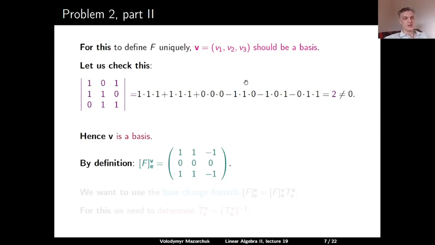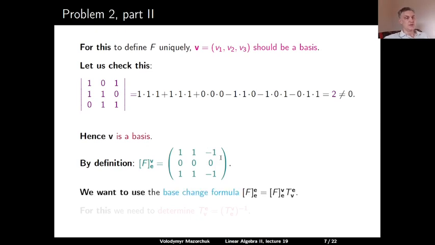And by definition, the matrix of F, if we start from the basis V and end up in the standard basis, will be the matrix 1, 0, 1, 1, 0, 1, minus 1, 0, minus 1. This is because V1 is sent to 1, 0, 1. This is the first column. V2 is sent to 1, 0, 1. And V3 is sent to minus 1, 0, minus 1.